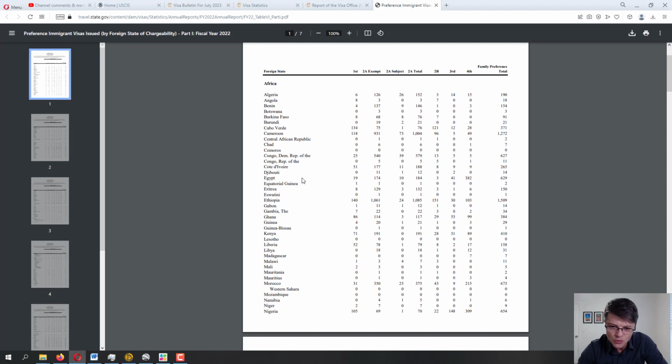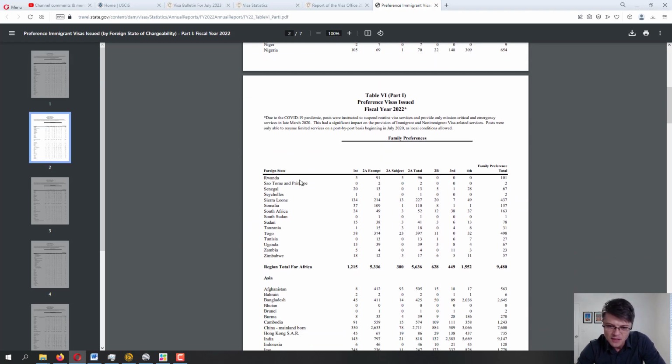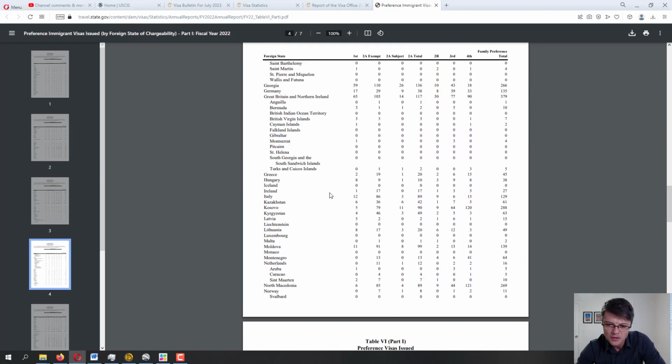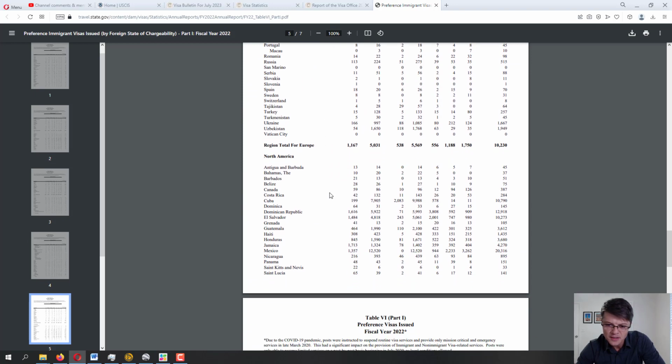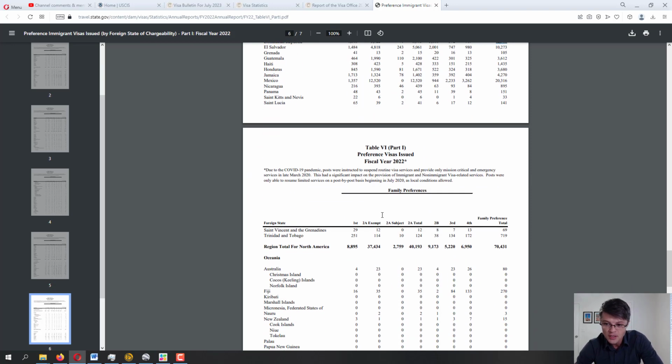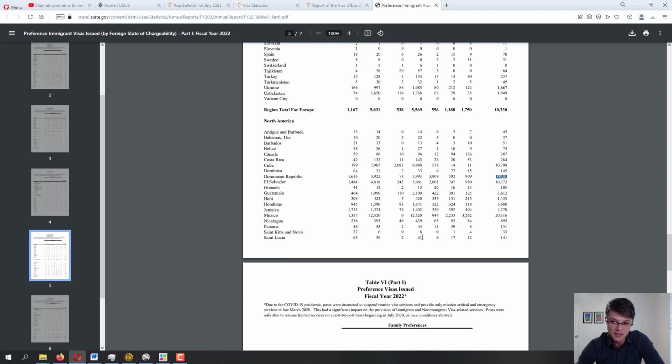Let's see. So this is for Africa. This is Asia. We are looking for not Europe. Let's take a look. North America, Dominican Republic. So in Dominican Republic, let's see, total issuance of well, I mean, it's nothing crazy, 12,918 total. But then there is obviously Mexico, which is much more than that, almost double. And then quite a lot from El Salvador, quite a lot from Cuba. So I don't know, total, there's much more issuance of the immigrant visas that are being issued.